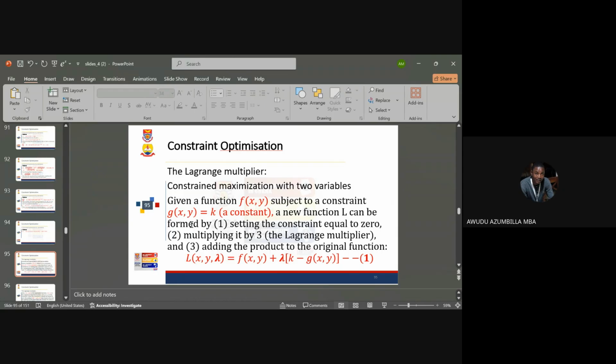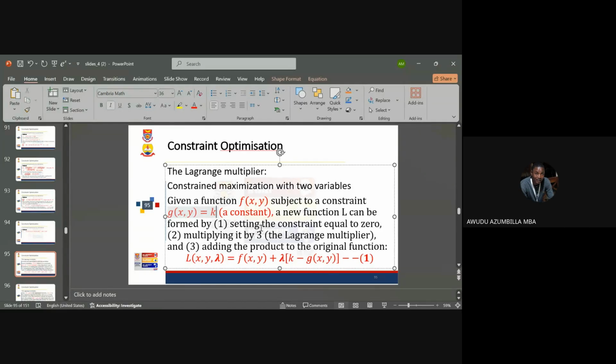So I'm going to run this through so that we can go to the examples and practice the Lagrange method. So if you are given a function subject to a constraint, just like what we did earlier on, where the firm is going to produce output given a certain constraint, it is a function of x and y with its constraint, where k is a constant.